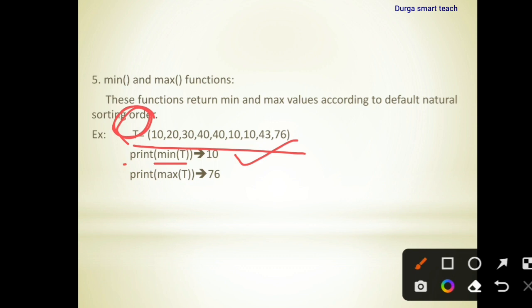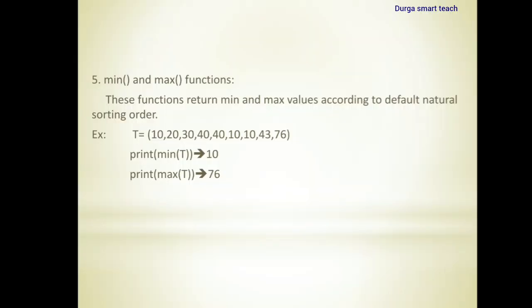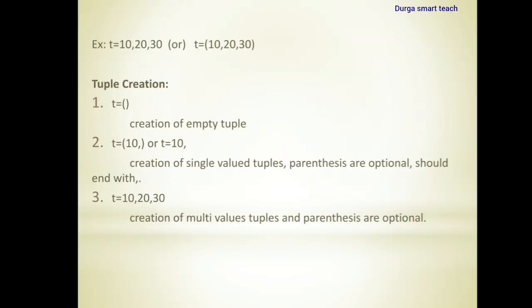Next, the max function is used to return the maximum element. Print max of t, so it will return 76. 76 is the maximum element in the tuple. So by this the tuple concept is completed.